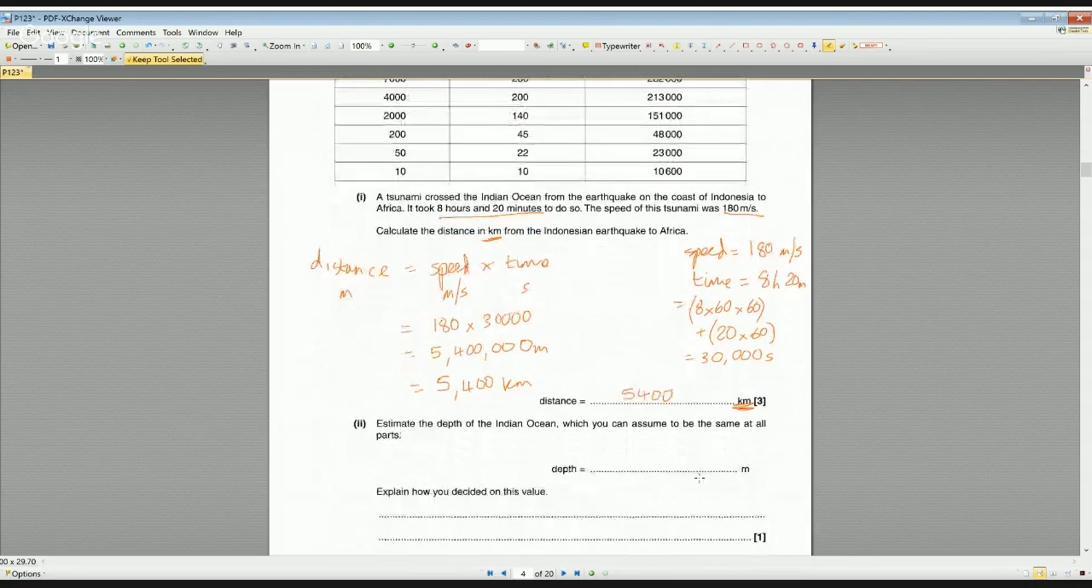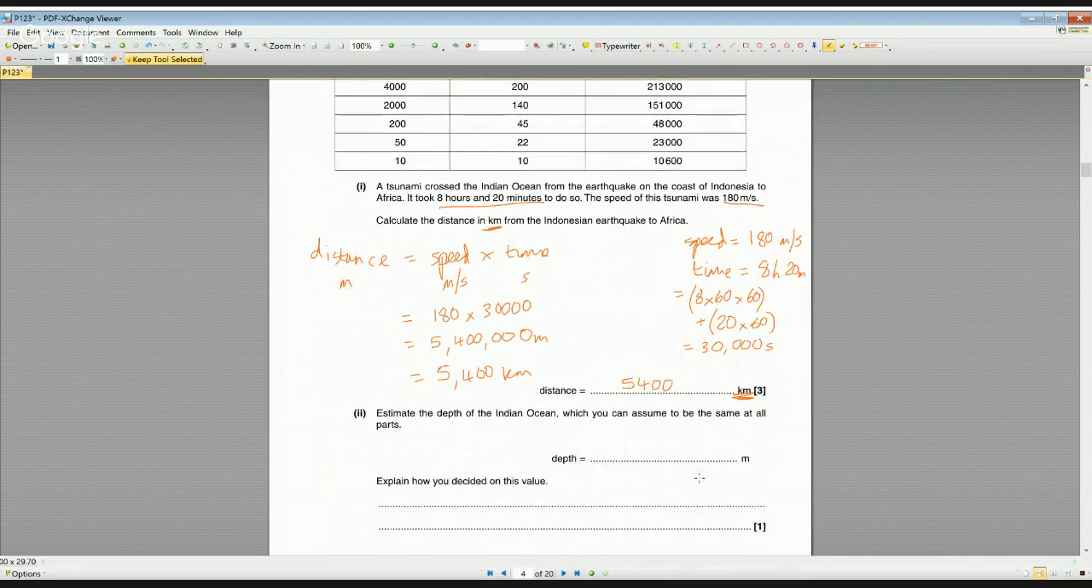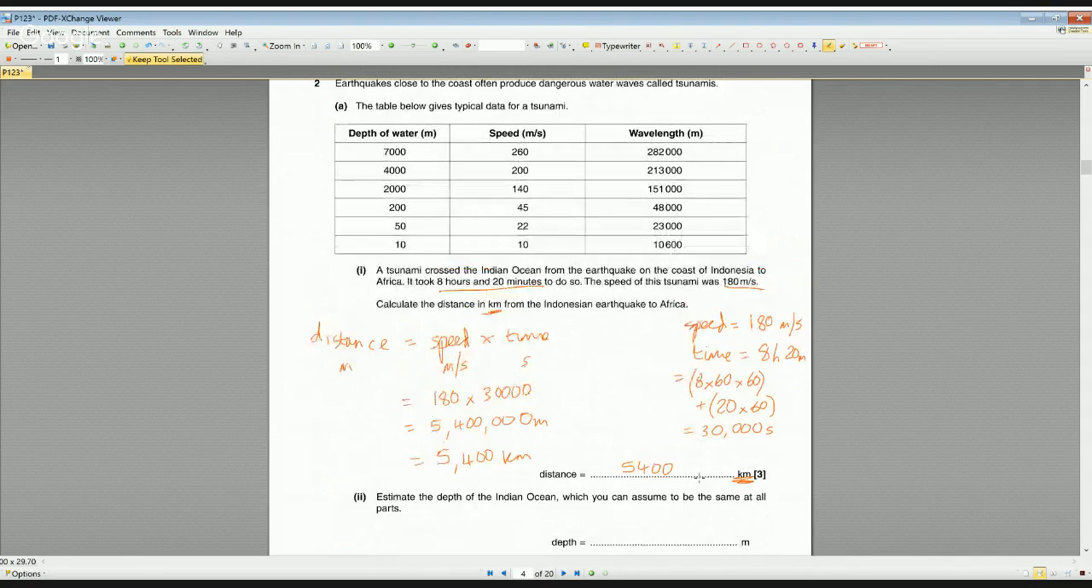Part 2 says estimate the depth of the Indian Ocean, which you can assume to be the same at all parts. So here it's worth looking at our table. The depth of water compares it to the speed and the wavelength. We don't know the wavelength, but we do know the speed of the wave. We know the speed of the wave is 180 meters per second. That would place it somewhere between 140 and 200, which means that the depth of the water must be somewhere between 2,000 and 4,000. So it doesn't matter too much what we choose here. I'm going to put 3,000 meters.